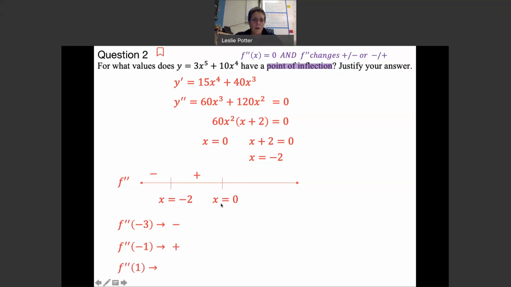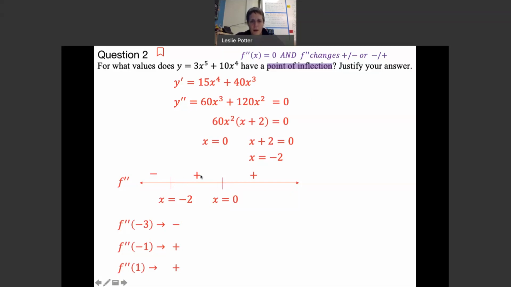And let's try out here at 1. Sticking 1 in here, we get positive and positive. So positive times a positive, we are concave up in this domain. So we have to look for second derivative equal to 0. We know that's right here and here. And then we have to look for sign changing. And we have a sign change right here. We go from negative to positive. So this is a point of inflection.